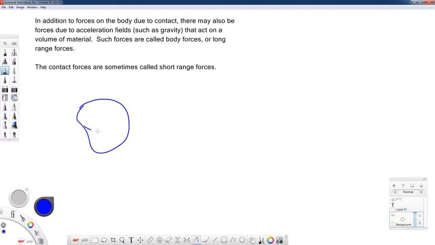So here's my three-dimensional body again, with some restraints and a couple of forces on it. But in addition to this, we may have this sitting in a gravity field. It also could be accelerating. So we call those long-range forces. Now, the contact forces are sometimes called short-range forces. So these would be the short-range forces that we might have. And if we have a gravity field, then that would be subjected to the volume of this body, and that would be a long-range force.